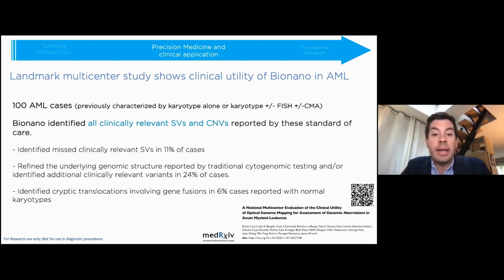Besides identifying all the clinically relevant SVs and CNVs reported by the standard of care, optical mapping also refined the genomic structure reported by traditional cytogenomics and identified new variants in about 24% of the cases. And most interestingly, in 6% of the cases of AML patients presenting a normal karyotype, optical mapping directly identified additional variants, some of them including fusion events, that were missed by this method.